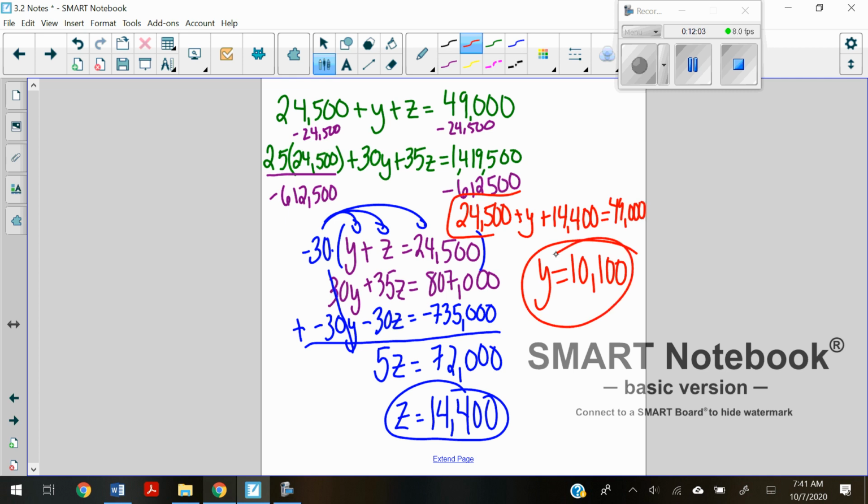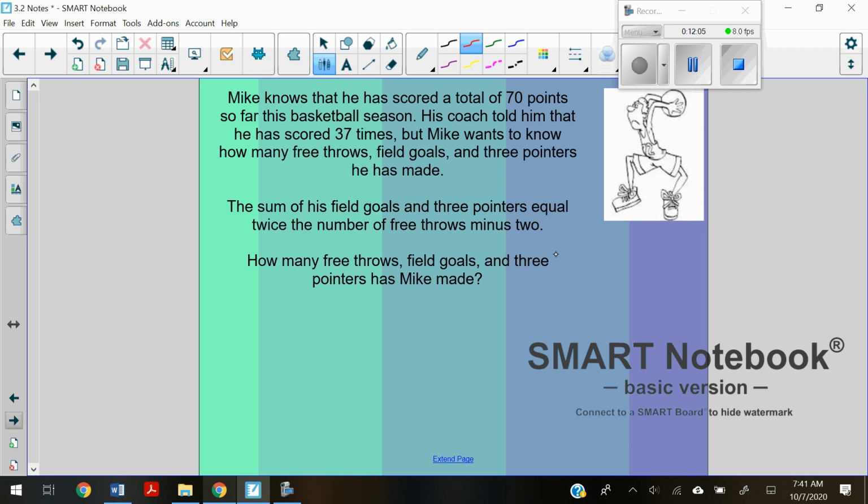Okay, so let's go ahead and talk about 4. Mike knows that he's scored a total of 70 points so far this basketball season. His coach told him that he has scored 37 times, but Mike wants to know how many free throws, how many field goals, and how many three-pointers he has made. Okay, now free throws are 1 point, field goals are 2, and three-pointers are 3 points. The sum of his field goals and three-pointers equals twice the number of free throws, minus 2. How many free throws, field goals, and three-pointers has Mike made?